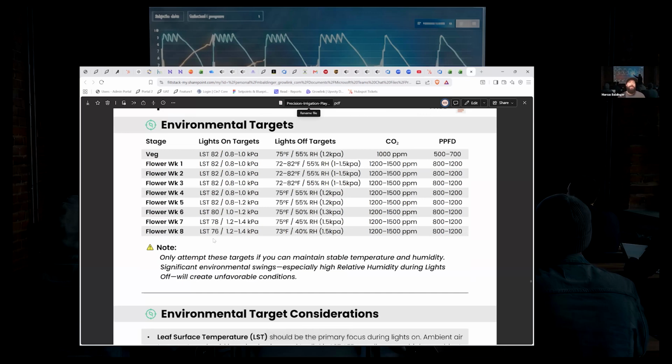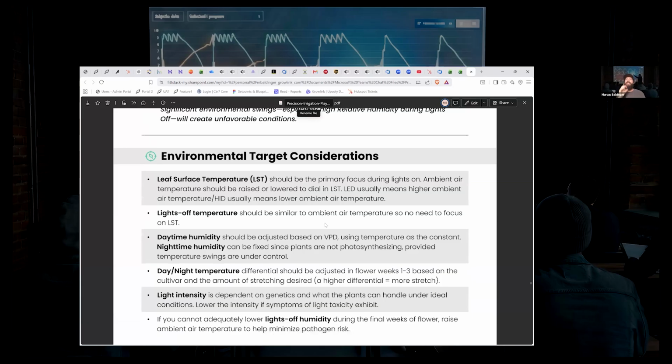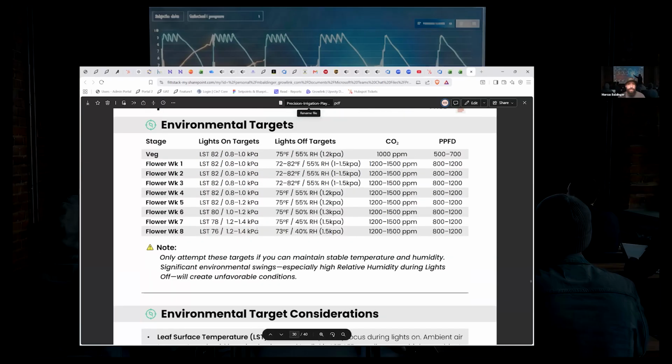A lot of times we have to make a lot of sacrifices when we don't have certain control over things. So if I was in week 8 and I could not get my RH down to a level where I know I'm safe from bud rot, you have to understand botrytis likes cold. It likes cold and it likes humid and it likes water. That's the perfect environment when people start cranking down their air temps.